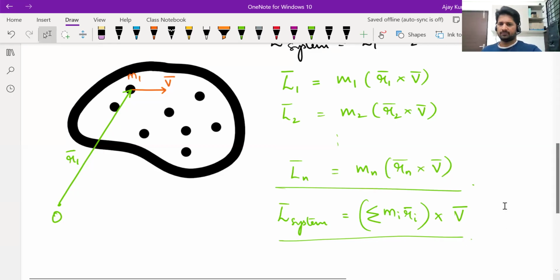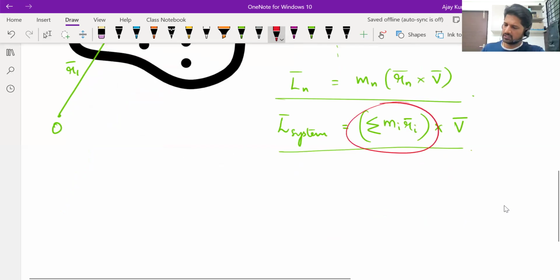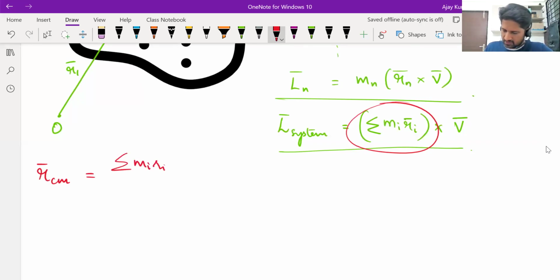Okay, fine. Now, one of you tell me, did we come across this term anywhere? Sigma m i r i. So position of center of mass. Good. Tell the formula properly for position of center of mass. Sigma m i r i by total mass. Sigma m i r i divided by total mass of the system. So sigma m i r i can be written as total mass of the system multiplied with position of center of mass of the system. And then the cross product with V will also be there.